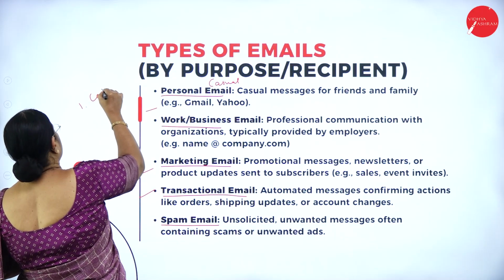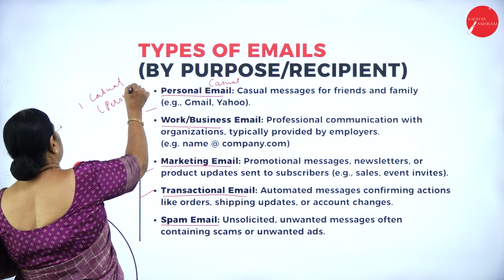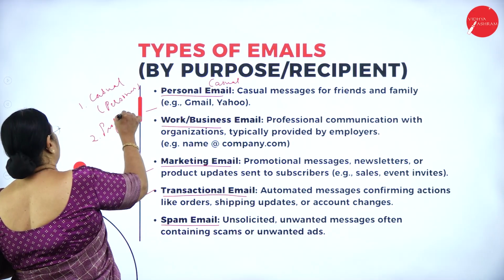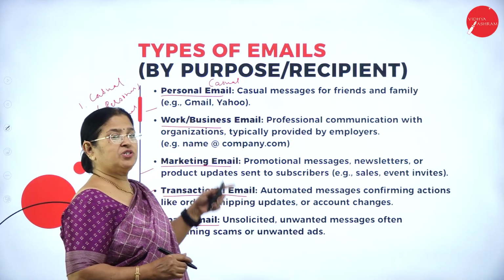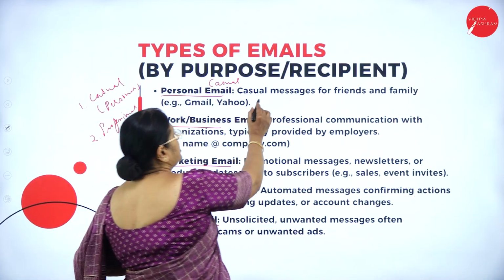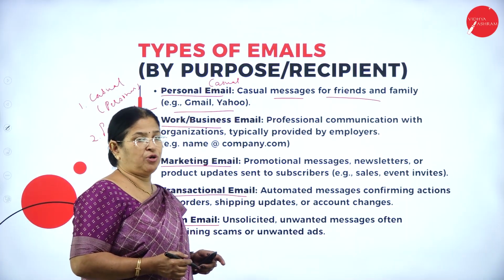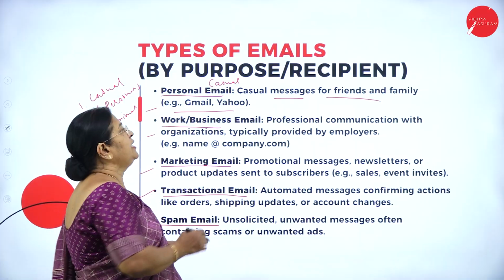One is the casual, or what we call personal, and the second one is called professional, which you use in your career time. So personal email. What is personal email? Casual messages for friends and family, that is through Gmail or yahoo.com. Those are the apps which we can use for personal emails.